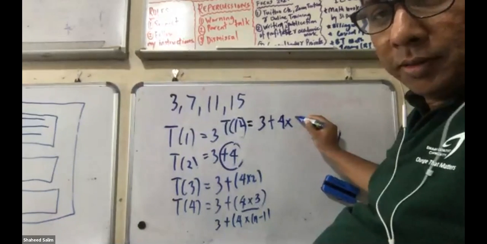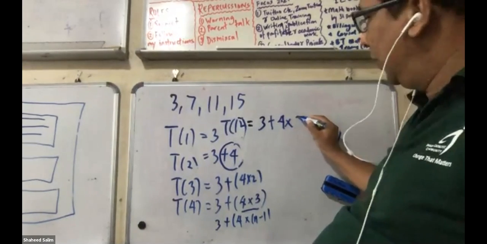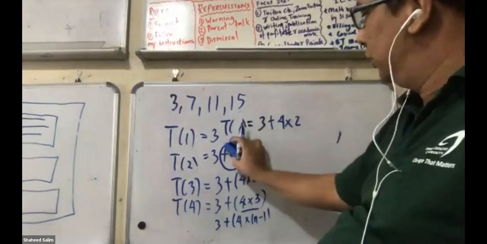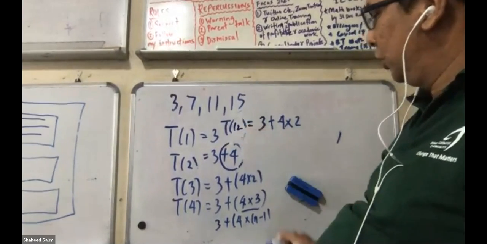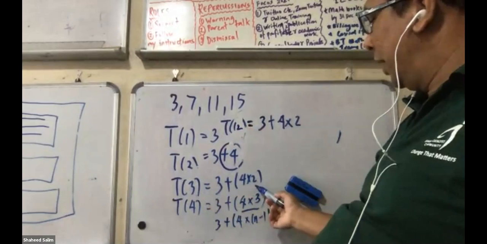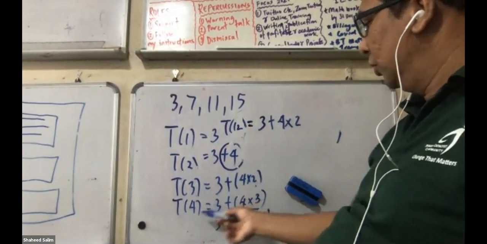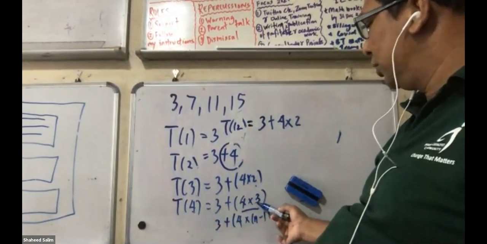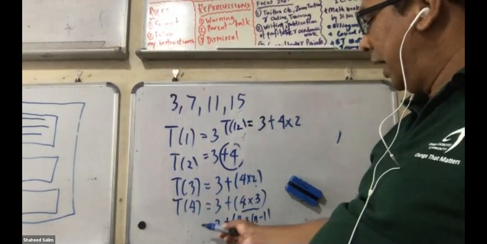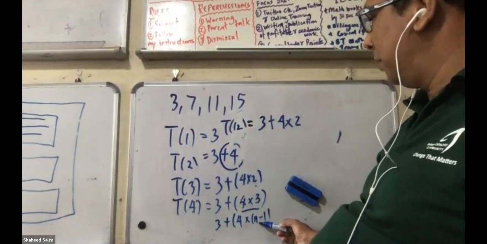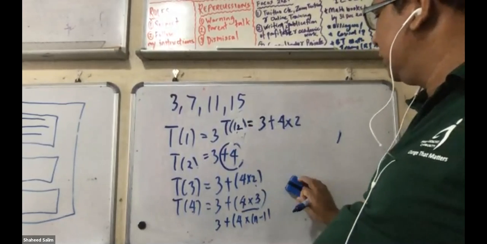T12. Okay, T12. And 12 plus 4 times 2. Why 4 times 2? Notice the thing. The third term is 1 lesser, 4 times 1 lesser times 2. The 4th term, 4 times 3. N, then times n minus 1. It's 12 times 4 times?